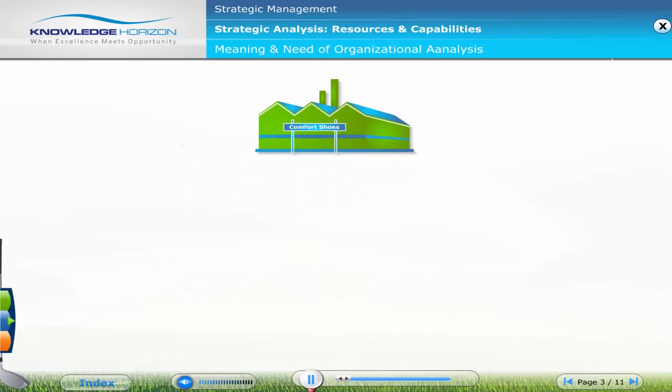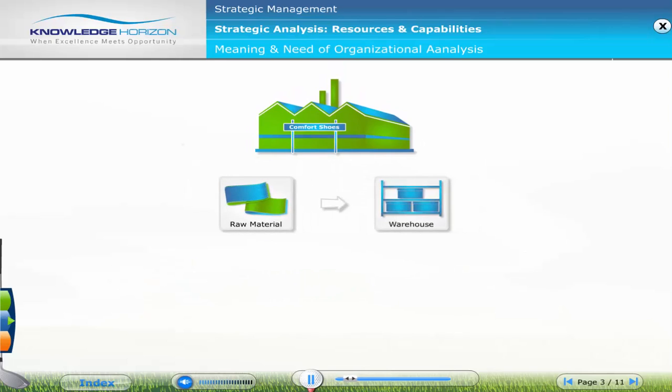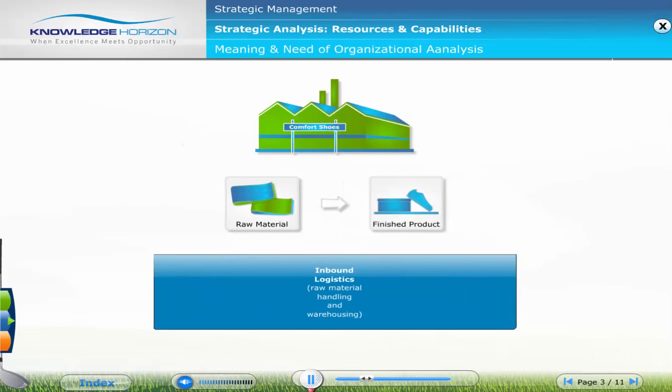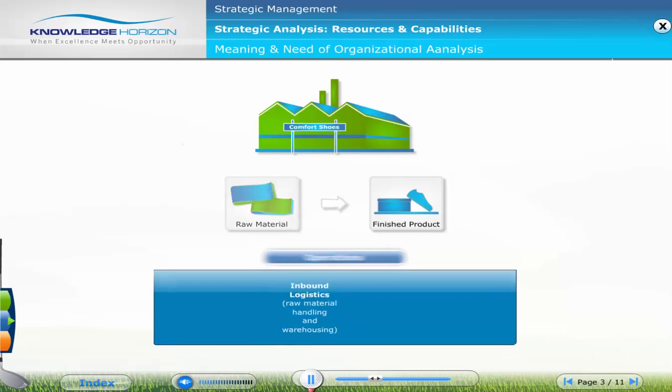Let us categorize the various activities performed at Umford Shoes. Raw material is kept in the company warehouse and distributed to the production department as per the requirement. Such movement of raw material inside the organization is called inbound logistics. The raw material passes through various steps in the production process to yield the finished product in the form of shoes. Such activities dealing with the transformation of raw materials into finished products are called operations.